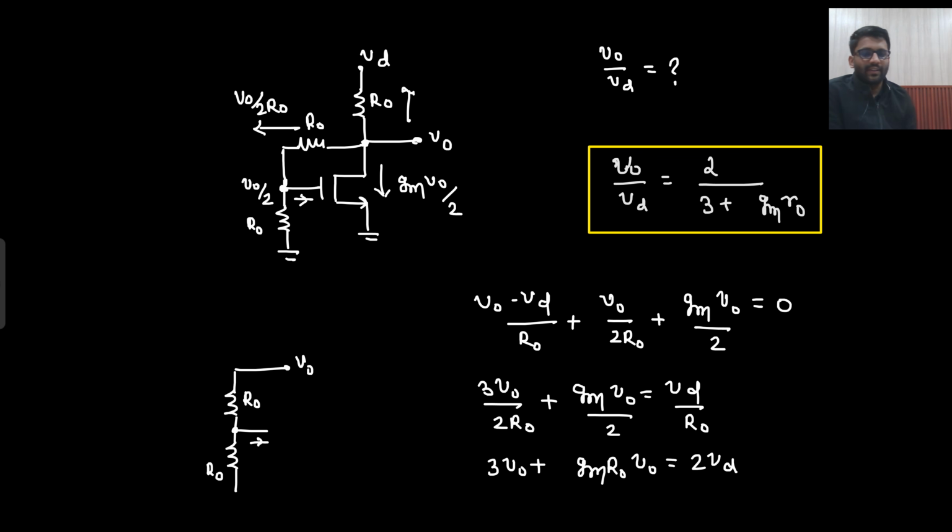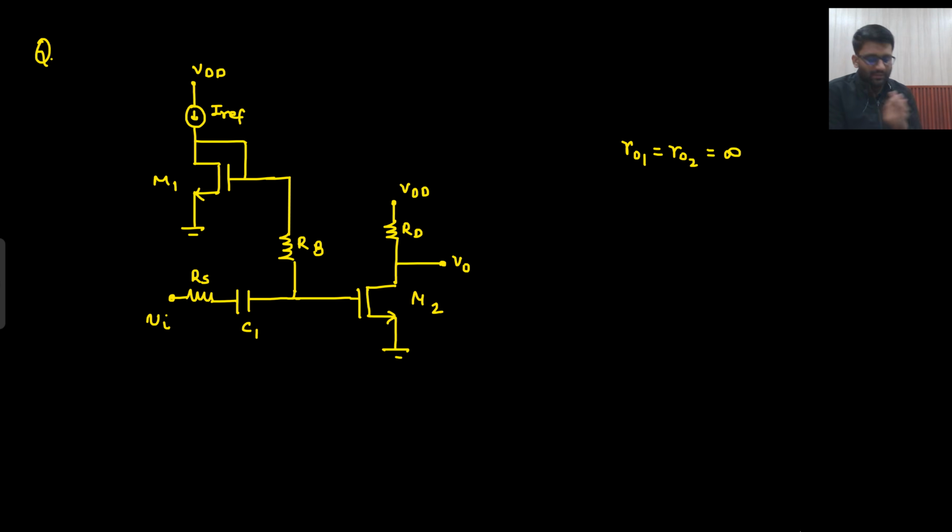So this question was done. Let's go to the last question of this particular video. After that, you will be much more comfortable with MOSFET amplifiers. You will be able to solve a lot of questions, or at least 80% of the problems from MOSFET amplifiers. In this question, you need to find the voltage gain V naught by V in. V in is applied here.